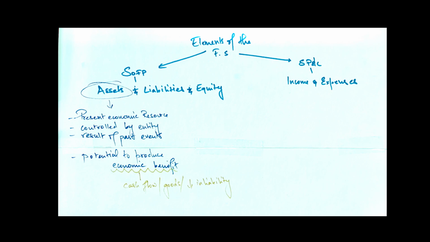Here, the economic benefit, if you are using that machinery to produce your stocks, would be that you sell your stock to make a profit. So that will be your economic benefit. So economic benefit can be in terms of cash, it can be in terms of goods, or it can be in terms of a reduction in a liability.